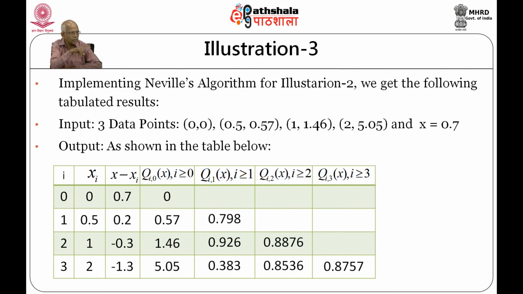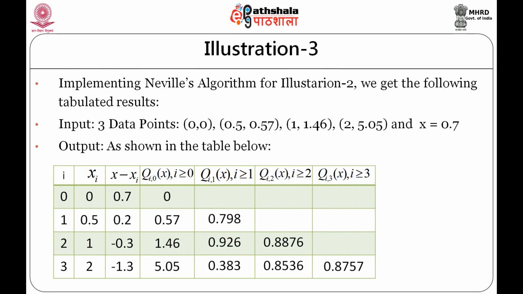Here we have to divide it by a factor of 10. Then for calculating the second value, that is q 32, I will be using the values 0.926 and 0.383, and in the third column I will be using 0.2 and minus 1.3. So I will be taking 0.383 into 0.2 plus 1.3 into 0.926, and I have to divide it by 2 minus 0.5, that is 1.5. When I do that, I will be getting 0.8536.